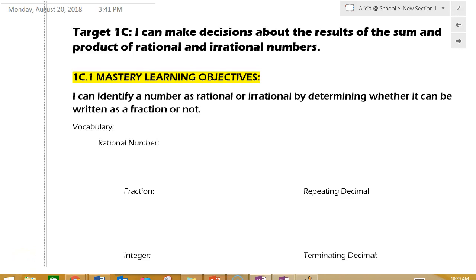Hey guys, this is the first video for Target C. All of Target C is about making decisions about the results of the sum or the product of rational and irrational numbers. So basically we're going to be adding and multiplying rational and irrational numbers, but before we can even get there, we have to look at this first video, 1C1, and if we look at our mastery learning objective, it says that we should be able to identify numbers as rational or irrational by determining whether it can be written as a fraction or not.